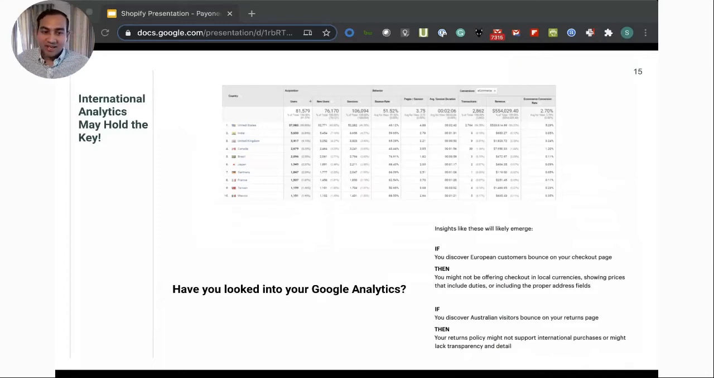Another way to approach this: what you could end up doing in the previous slide was just pure speculation. I feel it often pales in comparison to the insights that you can gather from your current customers and visitors.